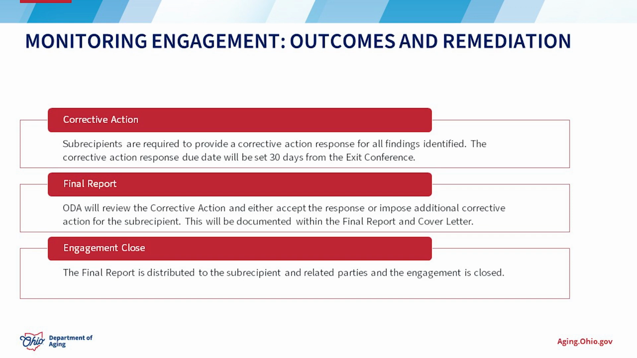The corrective action response due date will be set 30 days from the exit date or from the date the draft report is accepted, should your agency waive an exit conference. The draft report will include a corrective action section for the agency to complete and submit. The corrective action response should clearly detail how the agency plans to remediate any findings, an estimated completion date, and the agency contact person. Once the corrective action is reviewed and accepted, the agency will be provided the final report and cover letter to conclude the monitoring review.